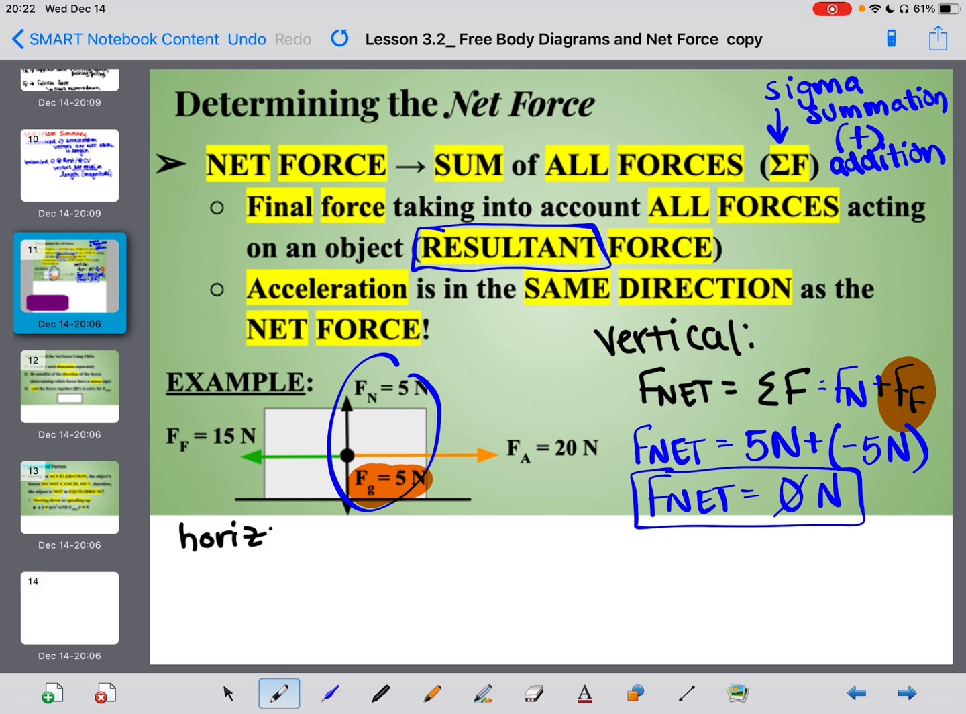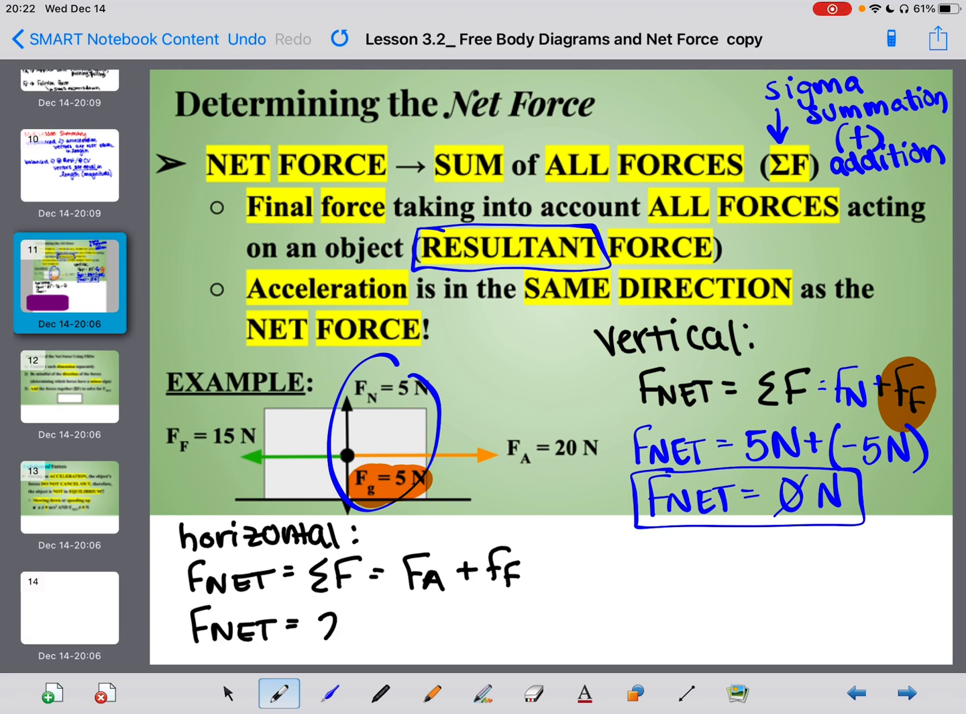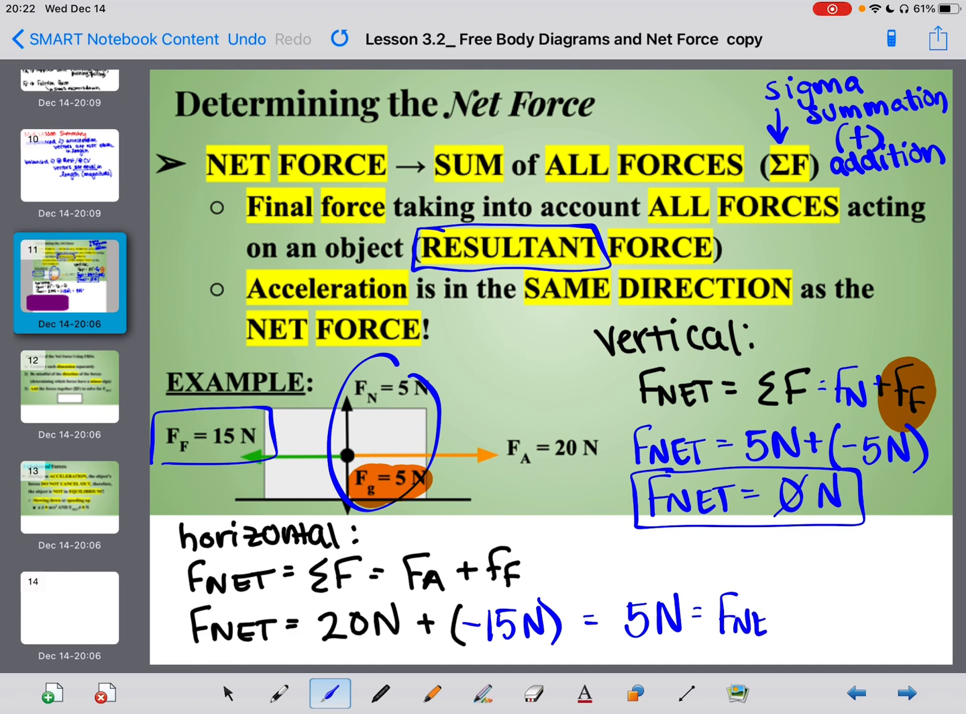Now we have the horizontal. So again, we're going to use the same formula. F net equals sigma F. Here we're going to add Fa plus Ff. Okay, so F net equals Fa is 20 newtons, plus, now I have to be careful, right, because Ff is pointing in the negative direction towards the left, so I need to make sure this is minus 15 newtons, okay, and you should get a net force of 5 newtons horizontally. Okay, that should make sense because your acceleration is going to be towards the right, because that's the part where you have the unbalanced force going on. Okay, so that's how you find net force, using F net equals sigma F.